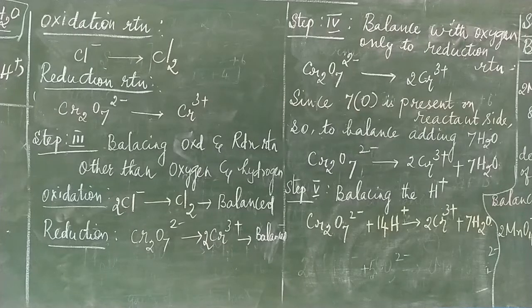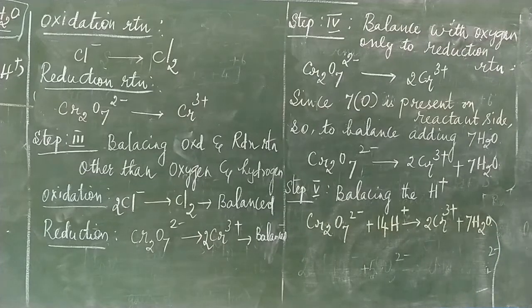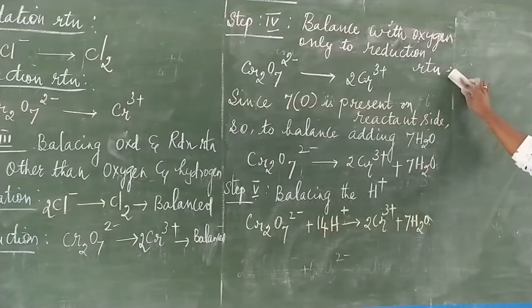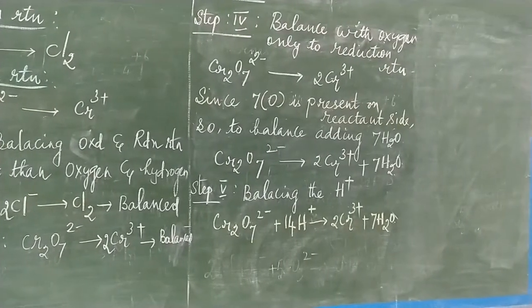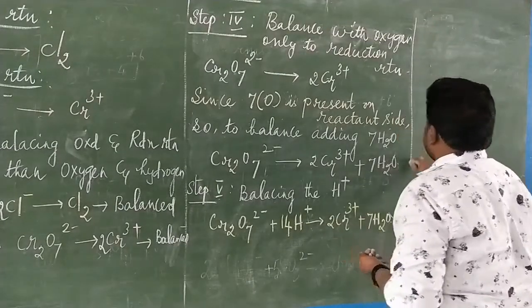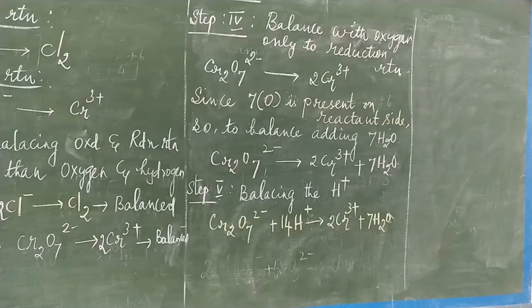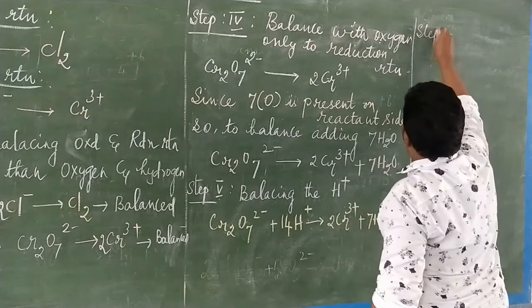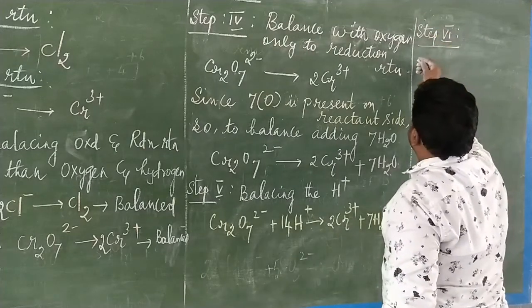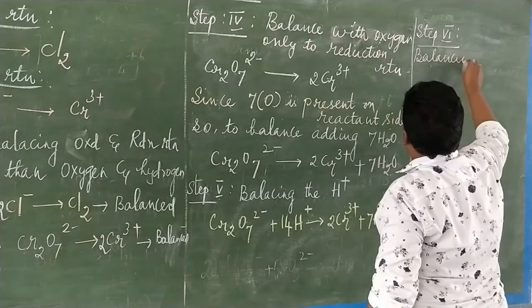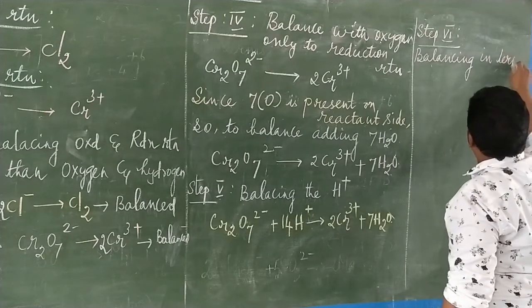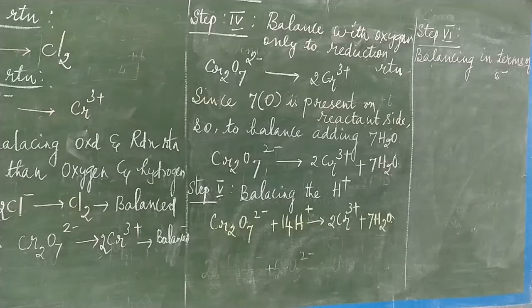Next step, we have to calculate the charges. So charge calculation is step 6. This is a lengthy step. This is 7-8 steps of the reaction method. Calculating the charges, calculating in terms of electrons. Step 6: balancing in terms of electrons.